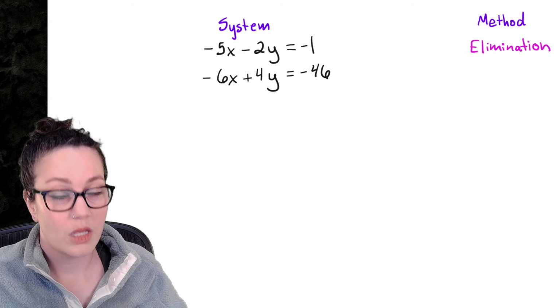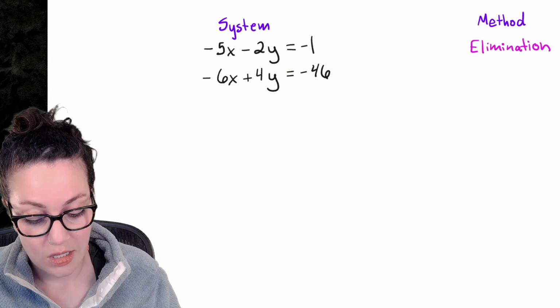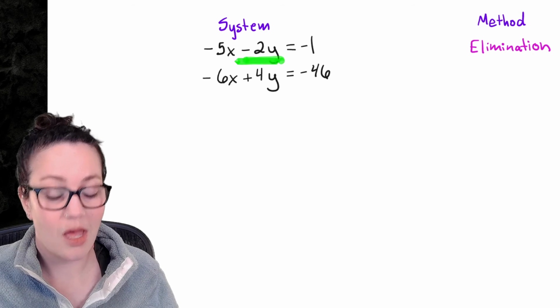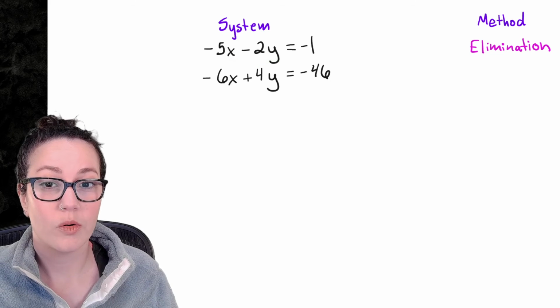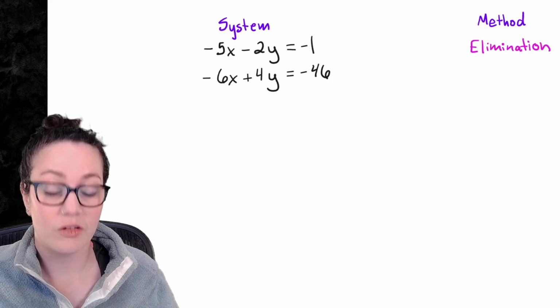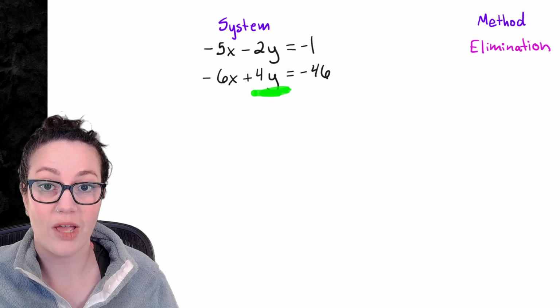However, if we look carefully, negative 2 could probably become negative 4 pretty easily. So then that would be the opposite of the coefficient here on 4y in the other equation.